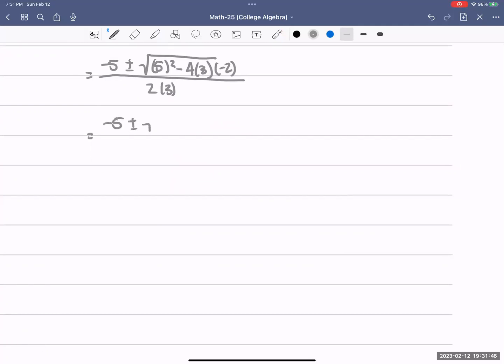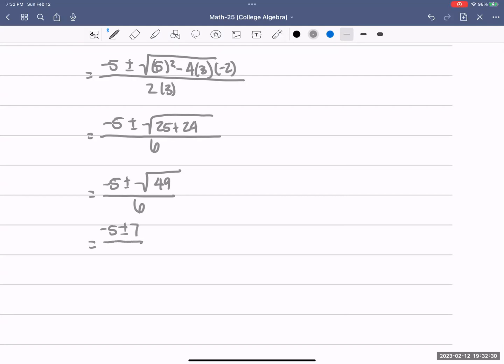Negative 5 plus or minus the square root of 25 minus 4 times 3, which is negative 12. Negative 12 times negative 2 is going to be a positive 24. And we're dividing all of that by 3 times 2, which is 6. Negative 5 plus or minus the square root of 25 plus 24, which is 49, over 6. That's negative 5 plus or minus the square root of 49, which is 7, over 6.